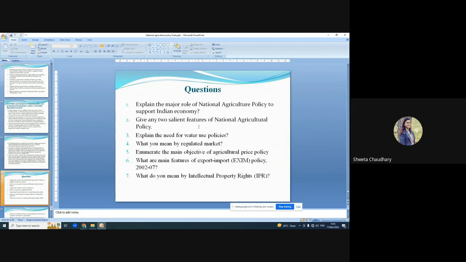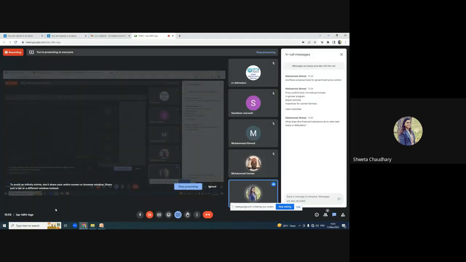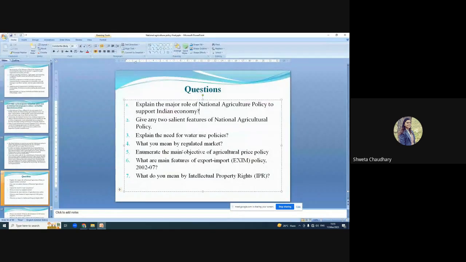Here you will be able to know what are the major roles of the National Agricultural Policy to support the Indian economy. These are a few questions by which you will be able to know the roles of the National Agriculture Policy. What are the salient features of the National Agriculture Policy? What is the need of a water use policy? What do you mean by a regulated market? After these lectures, you should be able to answer all these questions.